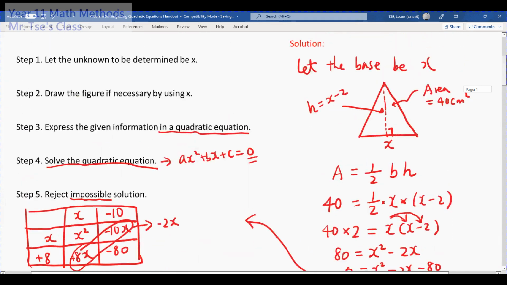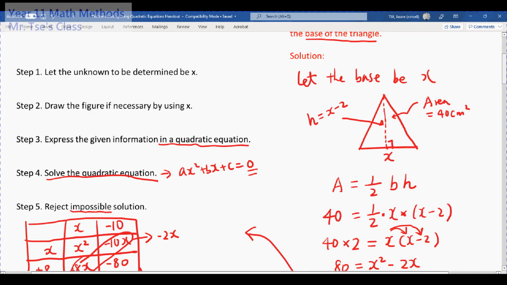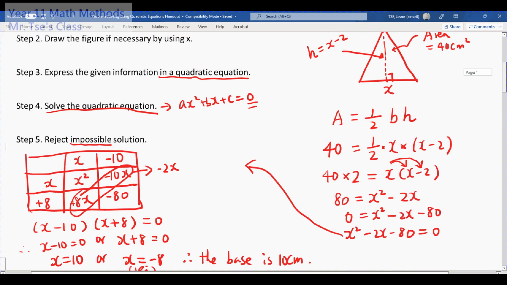Let's go back to have a quick look at the few steps we need to do. Step 1, you need to let the unknown be x. Step 2, try to draw a figure sometimes. If there's a geometry question, you need to draw that figure, and you try to get the information onto that figure. You see the base, and also try to link up the heights with base x. And after you've got all this information, you express the information into a quadratic equation.